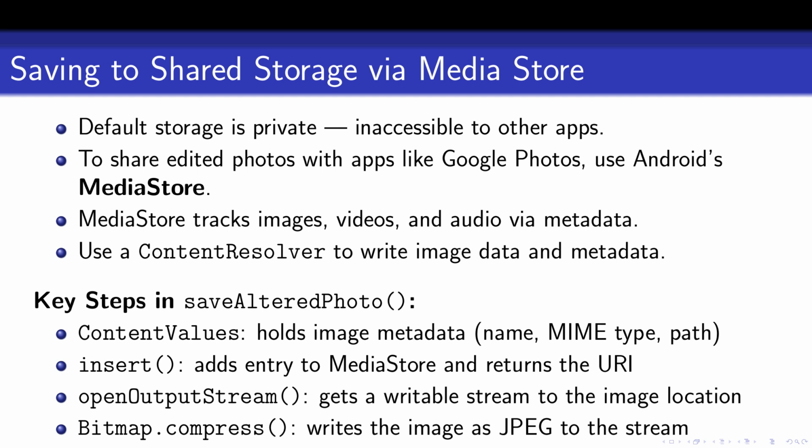To make the saved image visible outside the app, it must be written to shared storage. Android provides the MediaStore API for this purpose. MediaStore manages metadata like image names and paths and makes photos discoverable by other apps. This is how apps like Google Photos or Instagram can access your saved images.